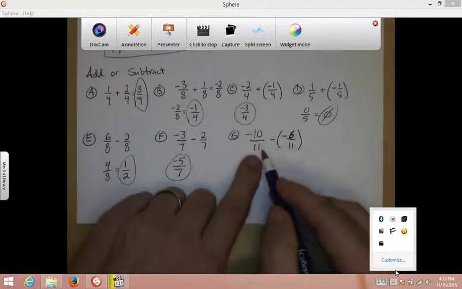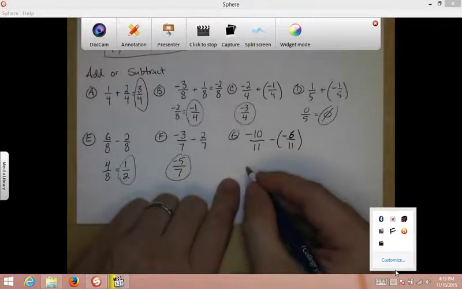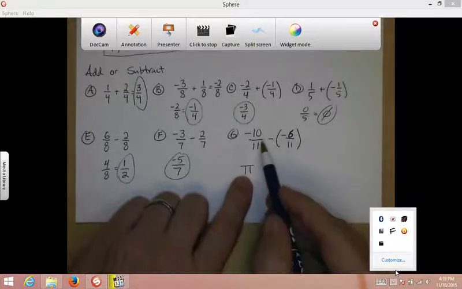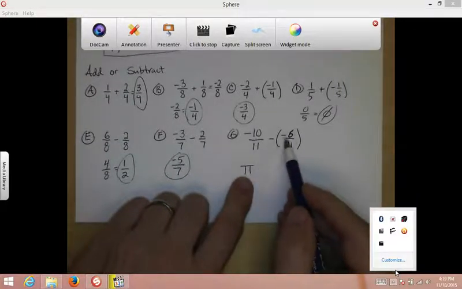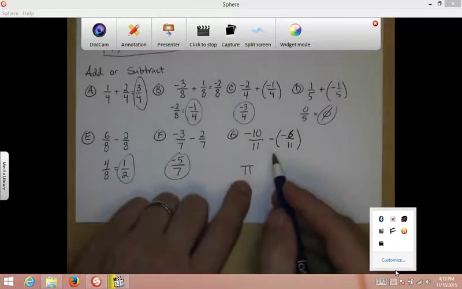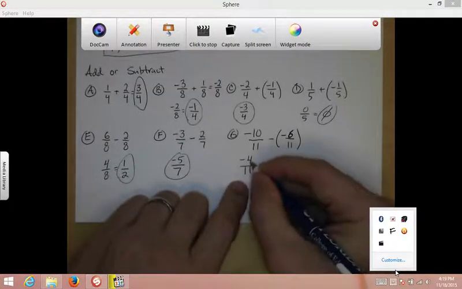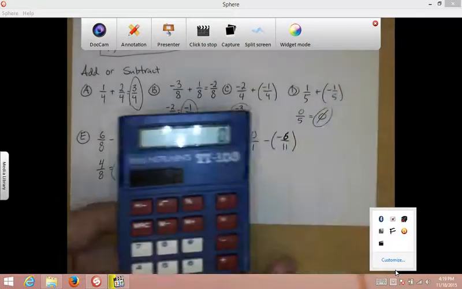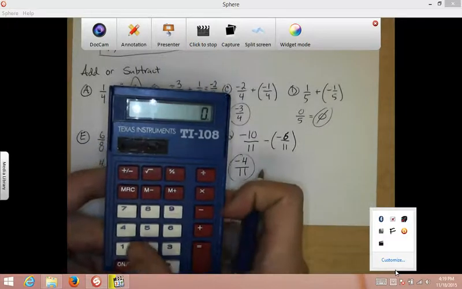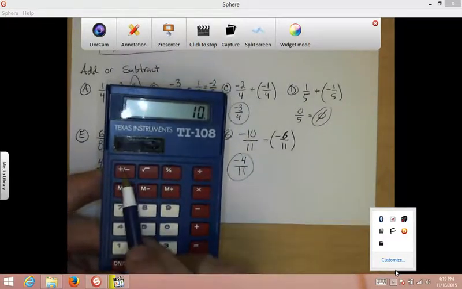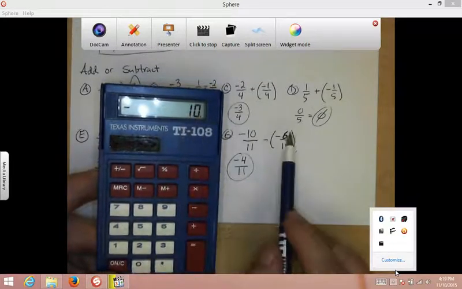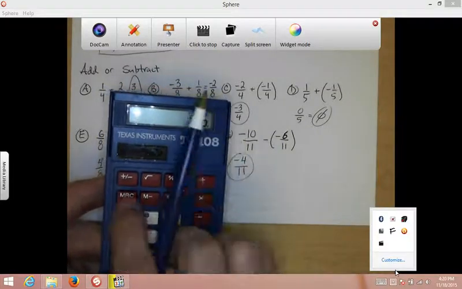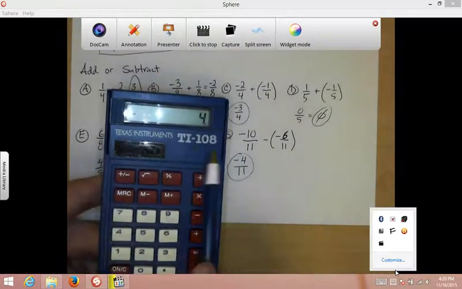Right here, negative 10/11 minus negative 6/11. So my answer is going to be over 11. I've got negative 10 minus negative 6. Well, if you did keep change, this would be negative 10 plus positive 6. So the answer is actually going to be negative 4/11. Let me show you how that looks on a calculator. So on the calculator, you're going to type in 10, but it's negative. So touch that button right there, and now we have negative 10 minus negative 6. So first we hit 6, make it negative, equals, and we get negative 4.